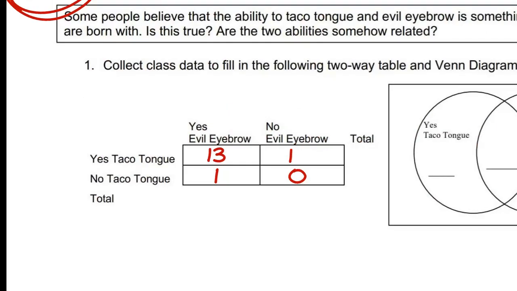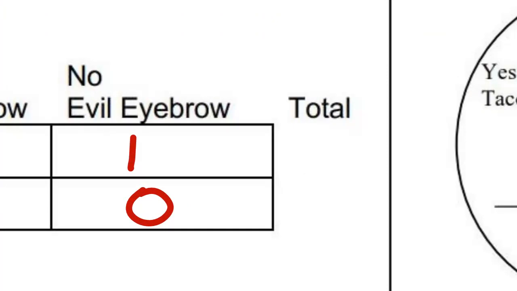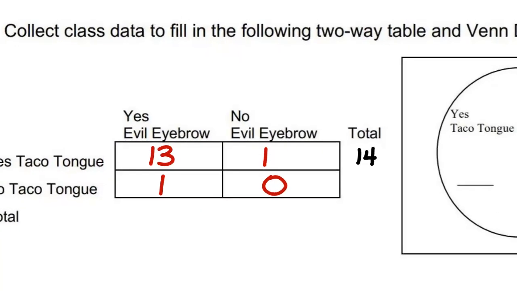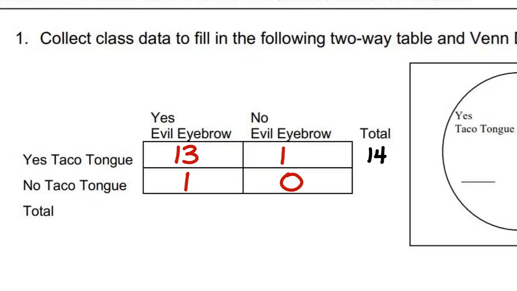All right, so let's get our totals here. Make sure that everybody actually answered and only answered once. How many people in the room can taco tongue? Looking at our tally marks, how many people can? 14, so we got all but 1, because I decided to participate today. What is our grand total for no taco tongue? 1.